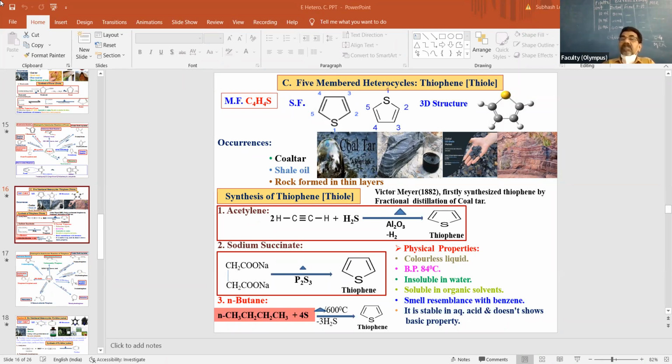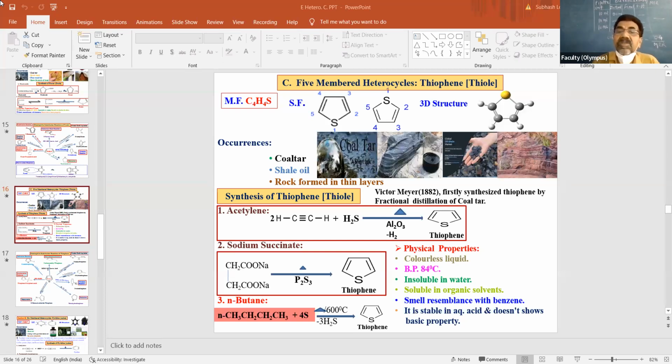Then the rock formed in thin layers, in the mountains, as shown in the picture. Those are the colored layers of rocks, not in our Marathwada region. In these rock layers, we can get some parts of thiophene, which has a slightly unpleasant smell. It resembles benzene, but it has a slightly dirty smell due to the sulfur.